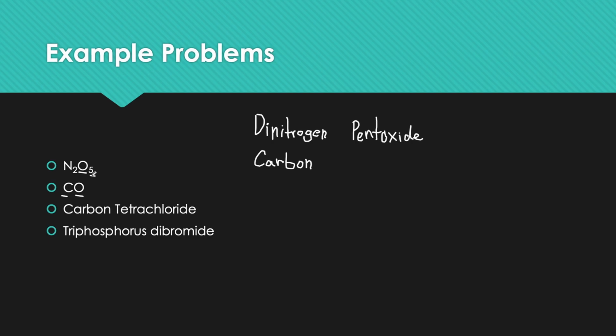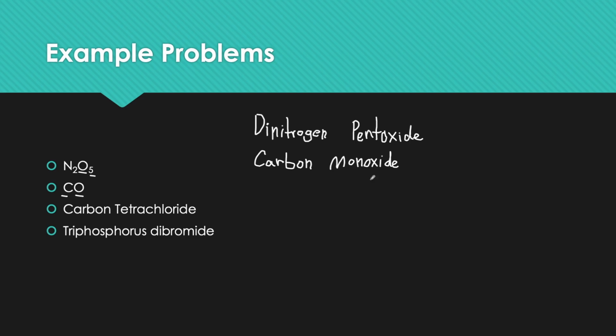Again, we're going to need to change the ending to IDE and make it oxide, but also notice there's no subscript after oxygen, no little number. That tells us that there's only one oxygen atom present. And oxygen is the second element, so we are going to need to use the prefix mono. So it becomes carbon monoxide. So CO is carbon monoxide.